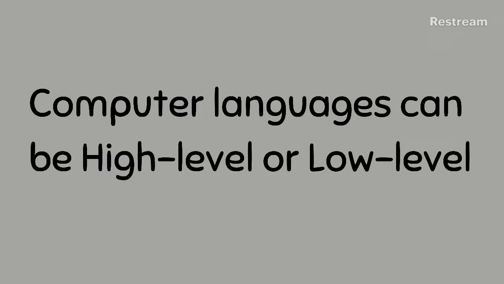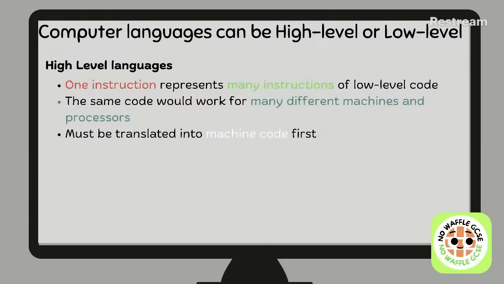So, computer languages can be high level or low level, as you probably are aware of. What's the difference between them? Well, high level languages are when you have one instruction that represents many instructions of low level code. The same code would work for many different machines and processors.